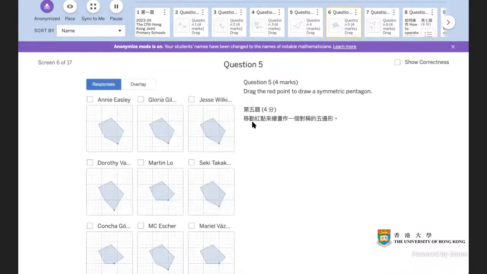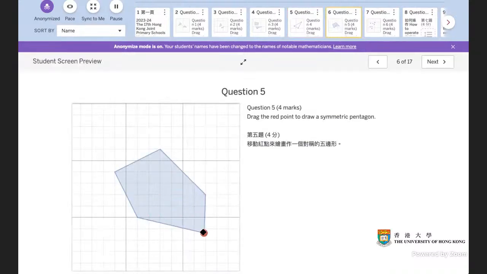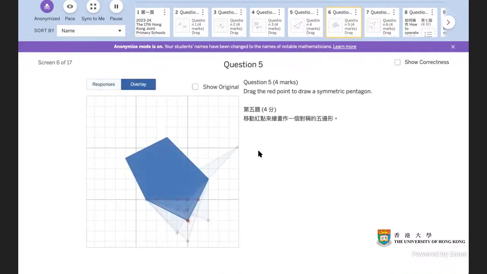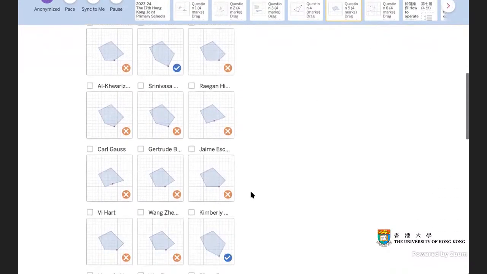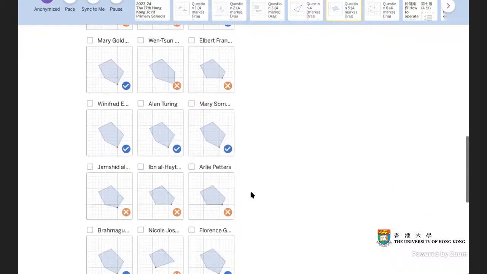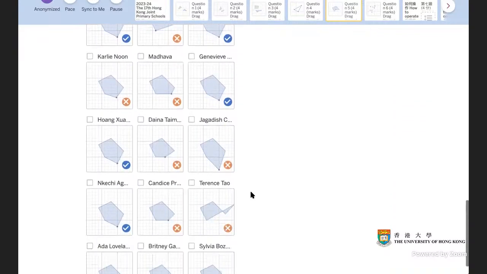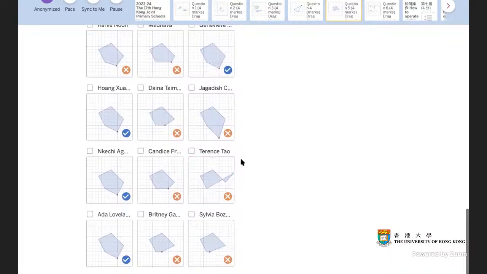And let's turn to number 6. Number 6 is about making symmetric shapes, just like this one. But it looks like it is more difficult. If you look at the teacher's results, you find that many of them are not able to make the symmetric pentagon. If you check the correct result, only a few of them can make it. So this looks more challenging for the students anyway.